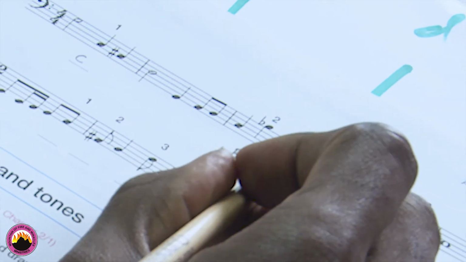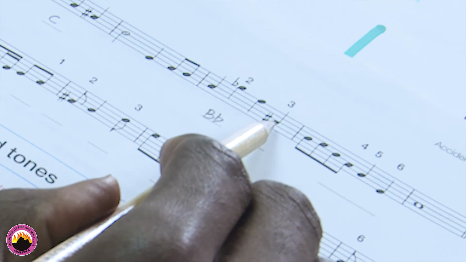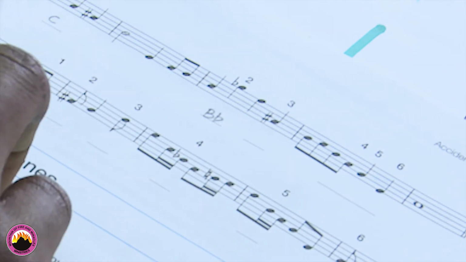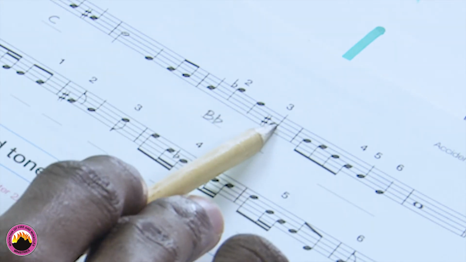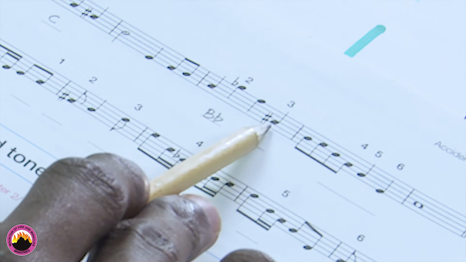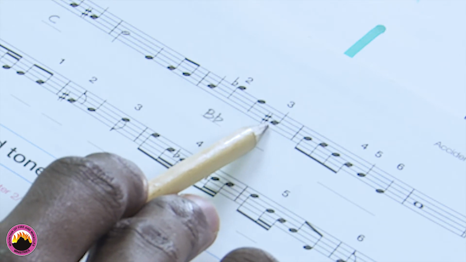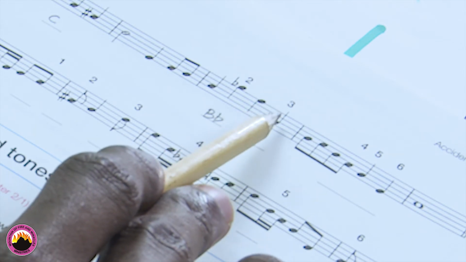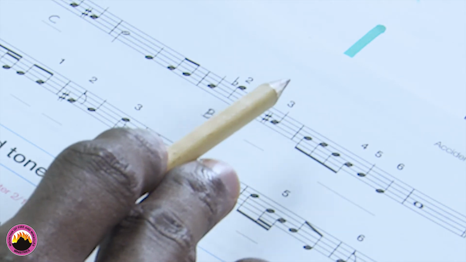So let's look at number three. Number three, you have a note on the second space of the bass clef. Remember, we are still on the bass clef. Now, what is your first line? Your first line is G. So if you count G, A, B, C, your second space is a C.